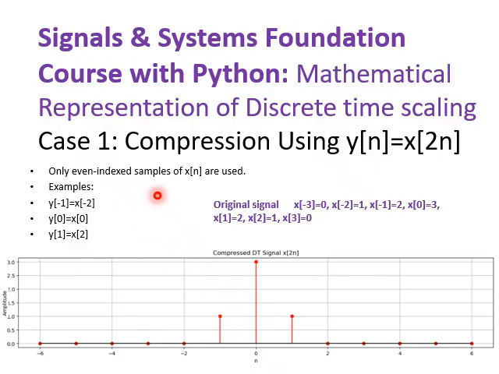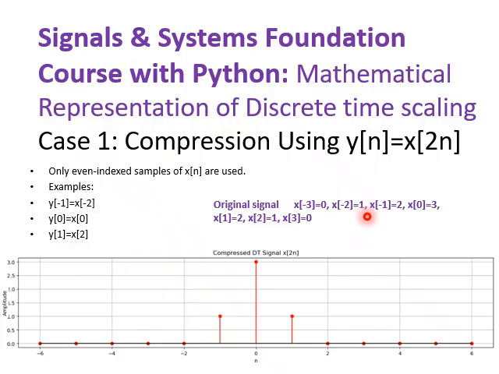So here is the example case 1 where we see the compression. Again, y of n is equal to x of 2n. y of n is the scaled version of x of n, and they are related by y of n equal to x of 2n. Because we are scaling it by a factor of 2, only the even index samples of x of n are used. So y of minus 1 will be equal to x of minus 2.